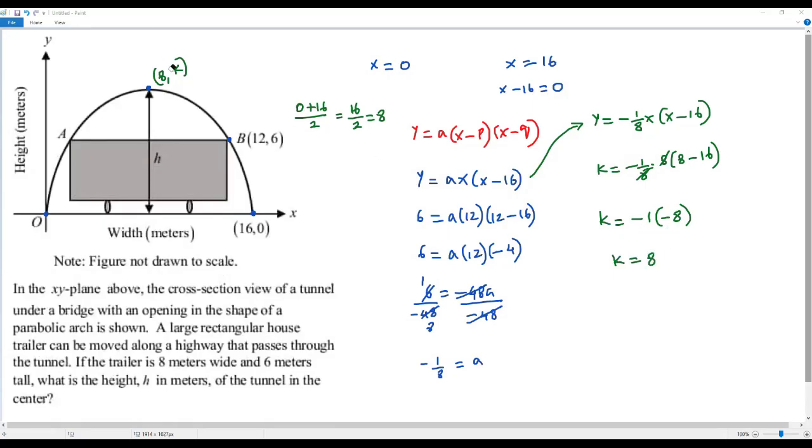Okay, here I got the value of k. We can replace the k by 8. Here the y-coordinate of the vertex is 8. So this 8 represents the length of the vertical line segment over here. So that is the height of the tunnel. Therefore, the height of the tunnel is 8 meters.